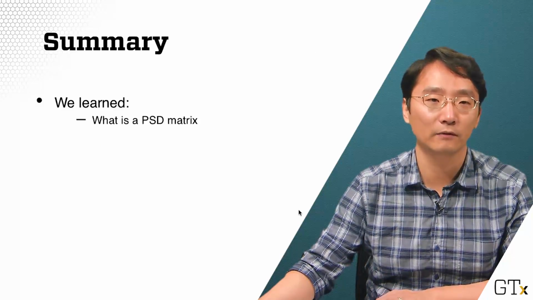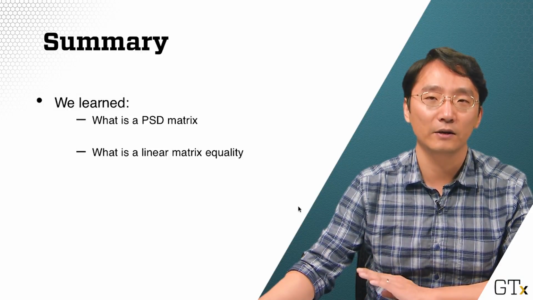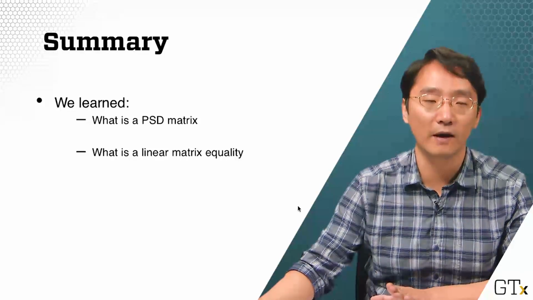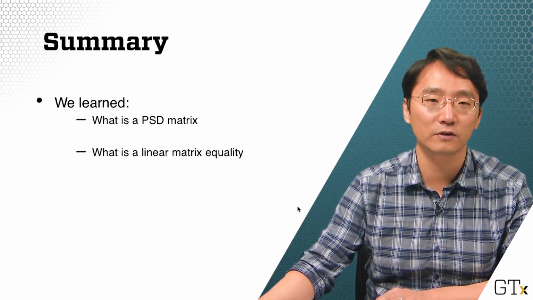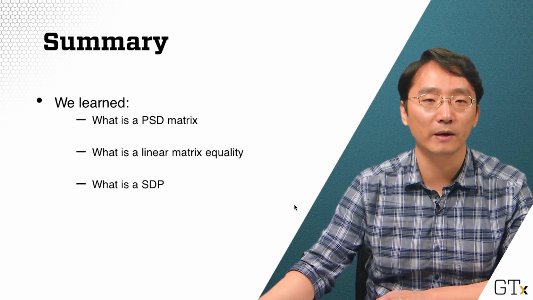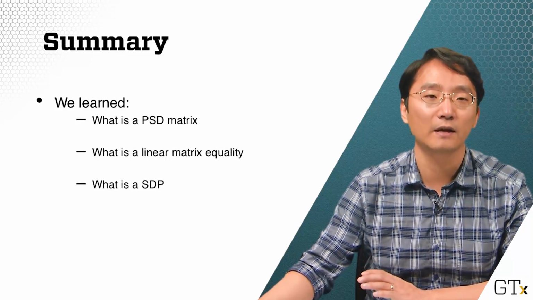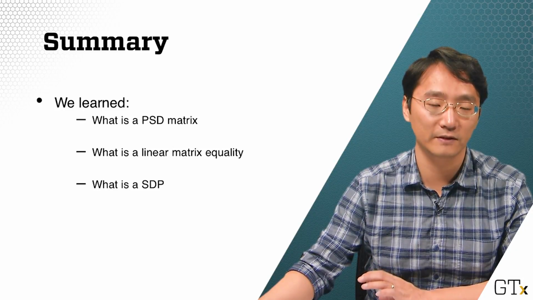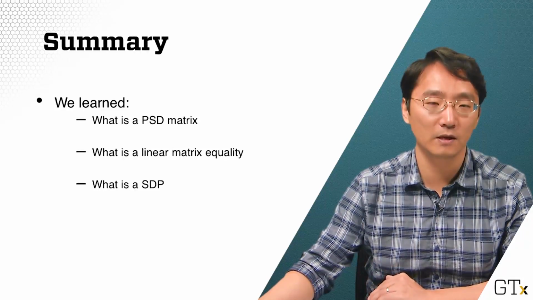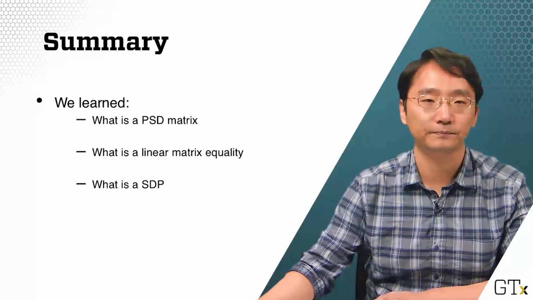All right, to summarize: we have learned what a positive semi-definite matrix is, some characterizations, and what a linear matrix equality is, exactly the same way, you just vectorize the matrix and use linear equalities on vectors. Then using that, we defined semi-definite programming. Okay, this is it for this lesson. In the next module, we're going to see concrete examples of positive semi-definite matrices, SDP programs, and also SOCP, the second order cone programs. Thank you.